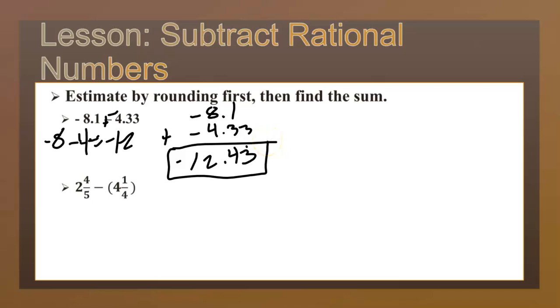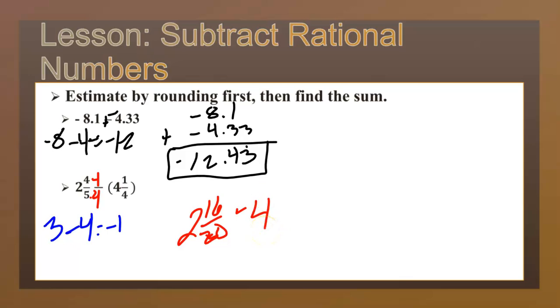This next one, let's simplify or round first. So that'll be about 3 minus 4, which will give us a negative 1. Common denominator is 20, so multiply this by 4/4. So I have 2 16/20 minus 4, and multiply this side by 5/5, 5/20.